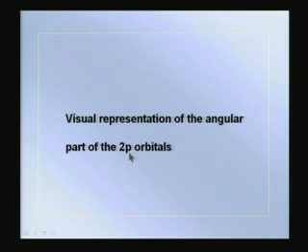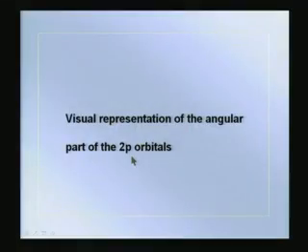And L equal to 1 is referred to as P. Remember sharp, principal, diffuse and fundamental, S, P, D, F. The S is for L equal to 0, it is also spherical, but it is always known as the sharp line, and the P is for principal corresponding to L equal to 1. So here when we talk about 2P, we are looking at n equal to 2, L equal to 1, the corresponding angular parts of the functions.